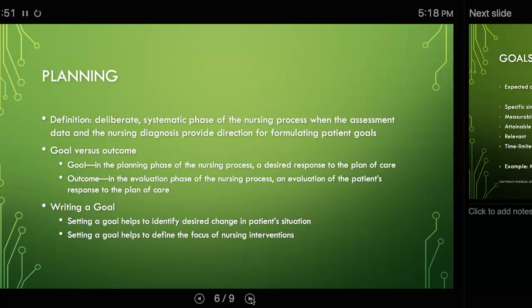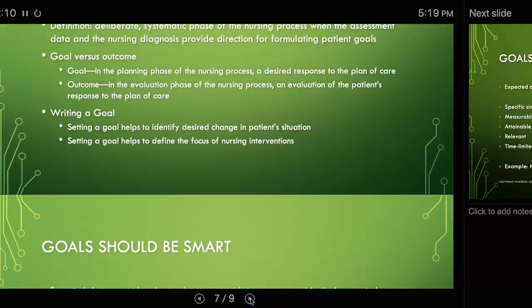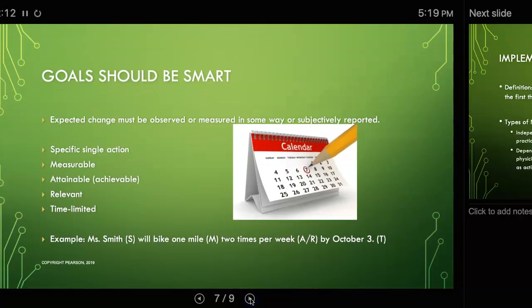So a plan. You want to set a plan, right? What are you going to do for this patient? So your goal is a desired response. Your outcome is evaluation of your plan. So you set a goal with the patient's situation, and you want it to be SMART.